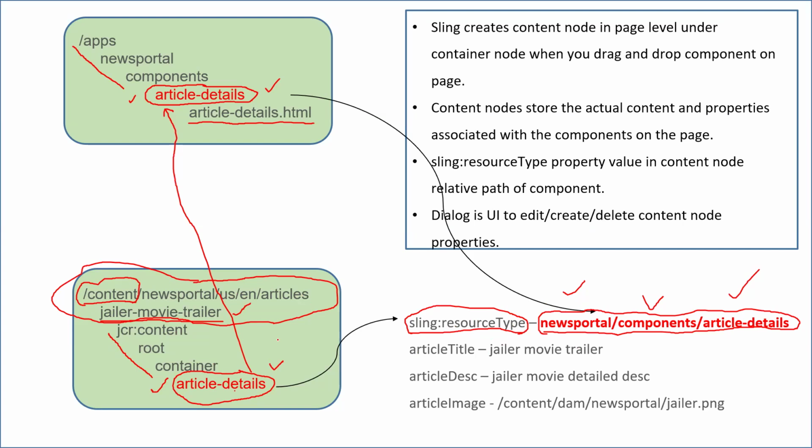Any questions in this execution flow? This content node creation, the sling:resourceType property, or the component creation. Let me know if you have any questions.